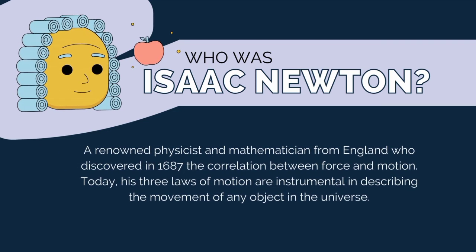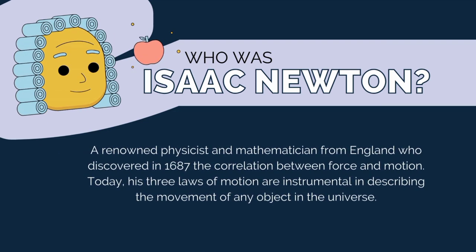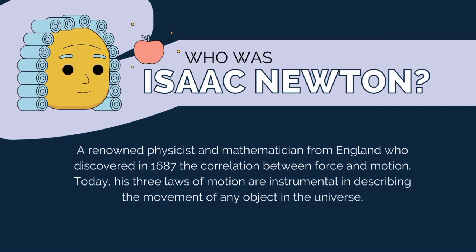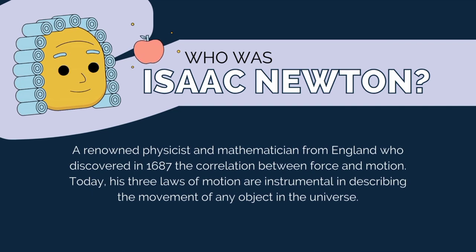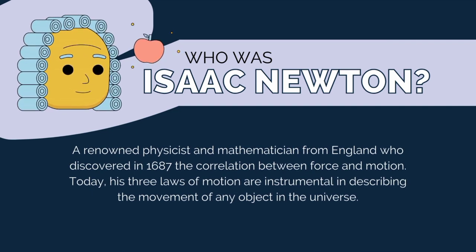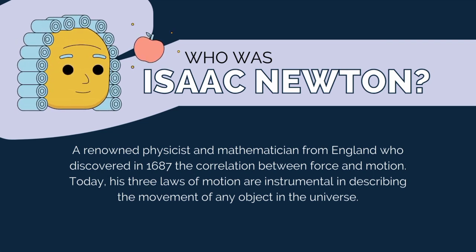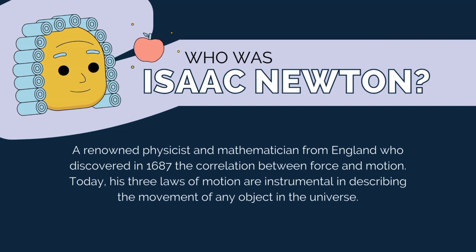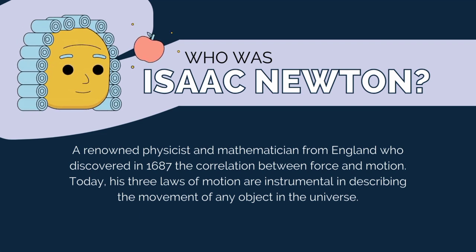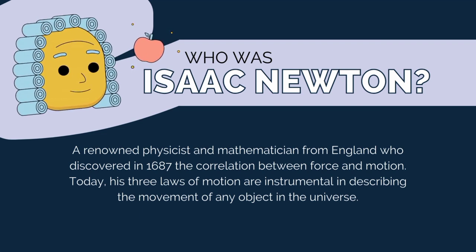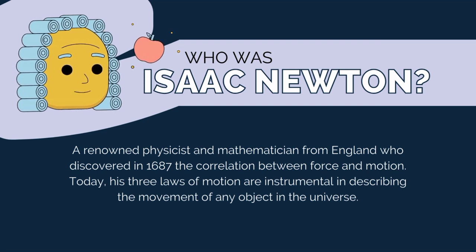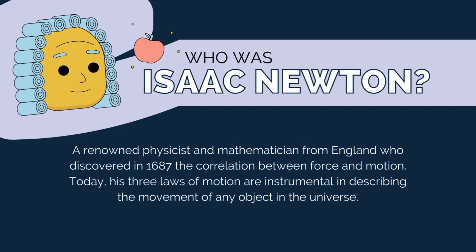And now, we will get to know who the figures related to the subject of force and motion are. Who was Isaac Newton? A renowned physicist and mathematician from England who discovered in 1687 the correlation between force and motion. Today, these 3 laws of motion are instrumental in describing the movement of any object in the universe.